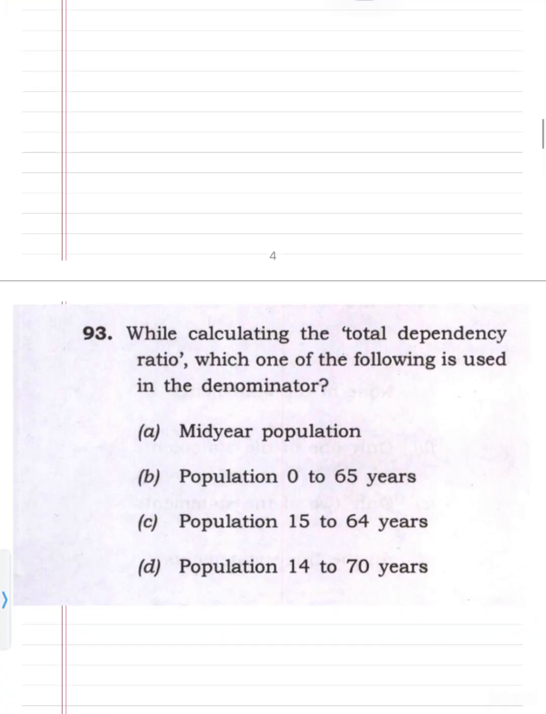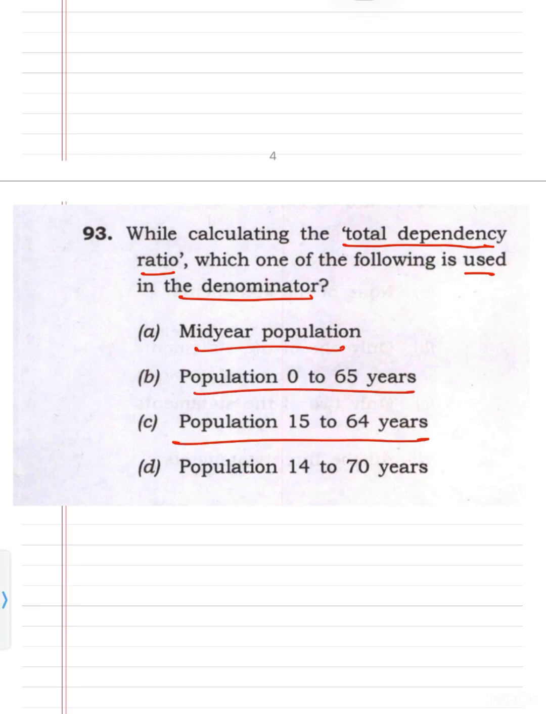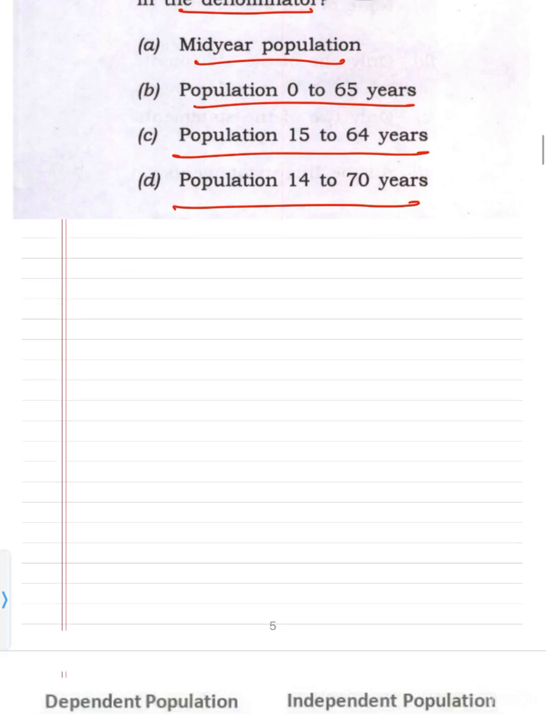Now coming to the next question: while calculating the total dependency ratio, which one of the following is used in the denominator? Whenever in a population we want to find out how many people are earning, and how many people are dependent on those earning people, we want to know the total dependency ratio. So they're asking what is used in the denominator. The denominator is what comes below, downside in the fraction. The options are mid-year population, population 0 to 65, population 50 to 64 years, or population 14 to 70 years. So what is the total dependency ratio?